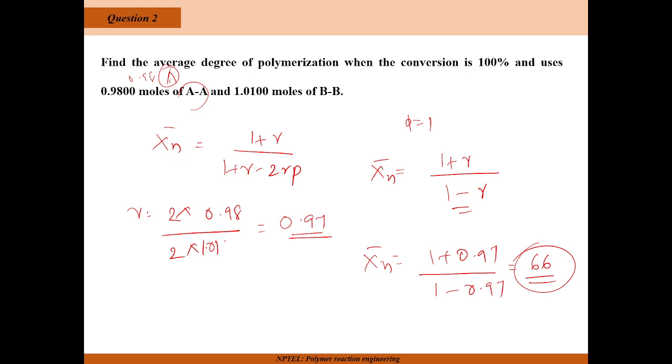This is a very similar question to the one solved by the Professor himself. But to have an introduction, we'll start with the same question itself. So the final answer is 66.